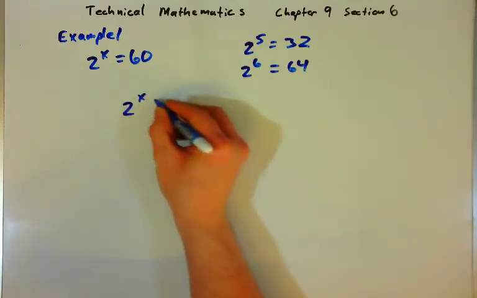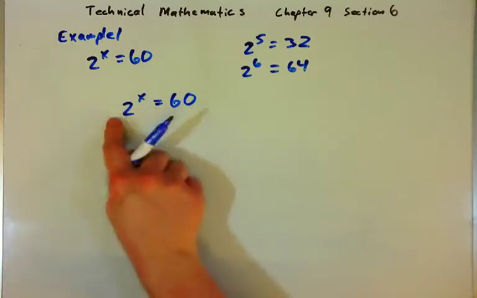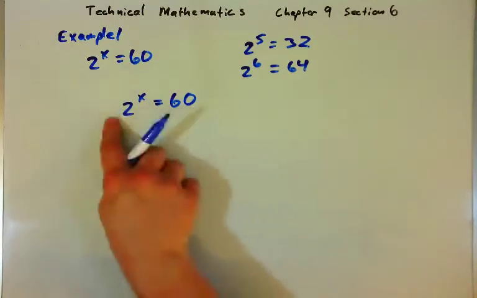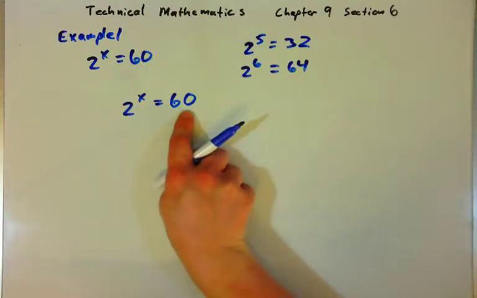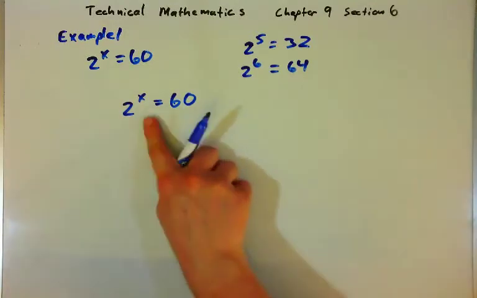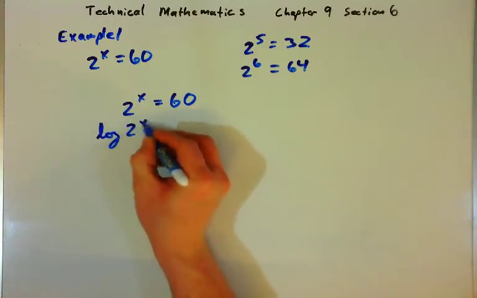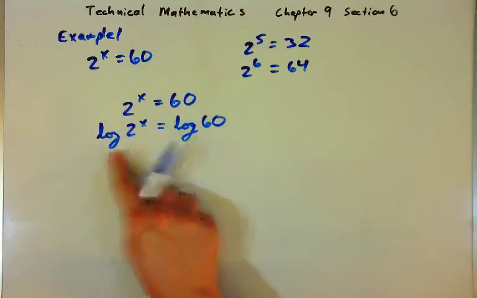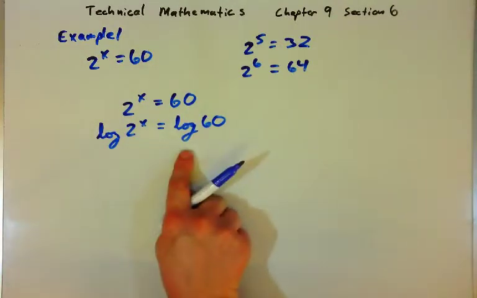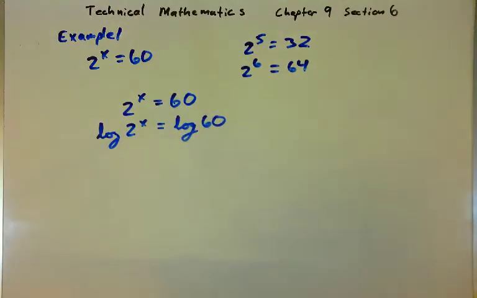So we'll take 2 to the x equals 60, and I'm allowed to take the logarithm of both sides of the equation. And it doesn't matter if I take the natural logarithm or the common logarithm. It's not going to make any difference. I'll take the common logarithm. So I'm going to take the common log of 2 to the x is equal to the common log of 60. So again, whatever I do to one side, I'm allowed to do to the other, and that still gives me an equivalent equation. Right? So this is equivalent to the original equation.